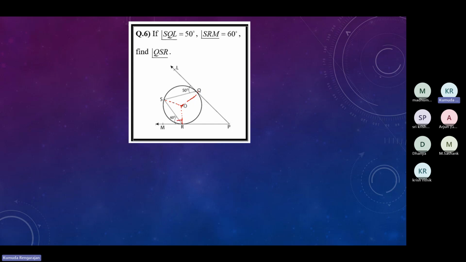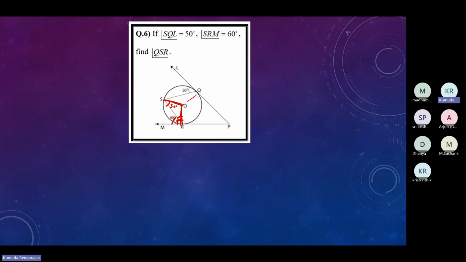So children, this is 90. Radius tangent perpendicular. So this is 30. If this is 30, this is 30. Isosceles triangle, because OS is equal to OR. This is 90. Radius tangent perpendicular. A part of it is 60. So the rest of it is 90 minus 60, 30. If this is 30, this is 30, because OR is equal to OS.